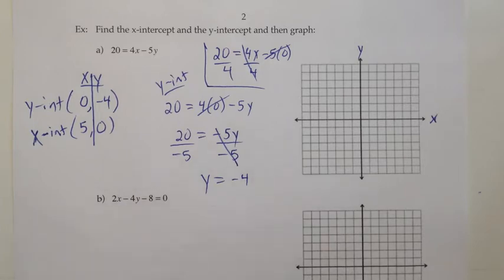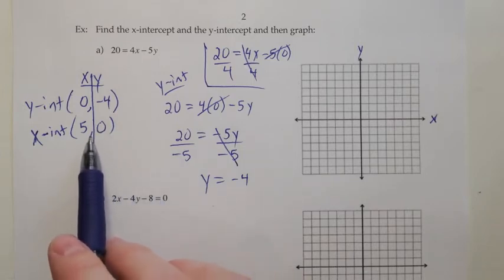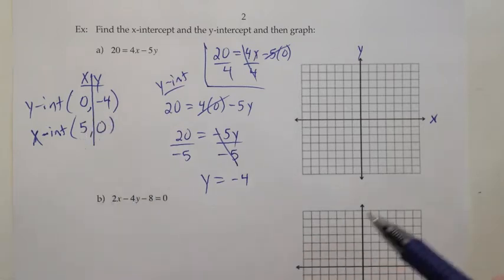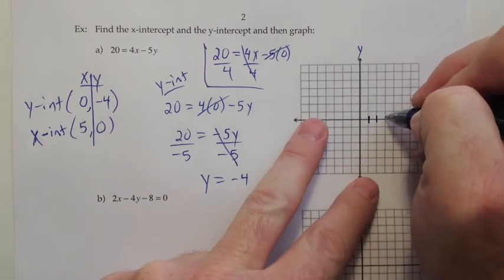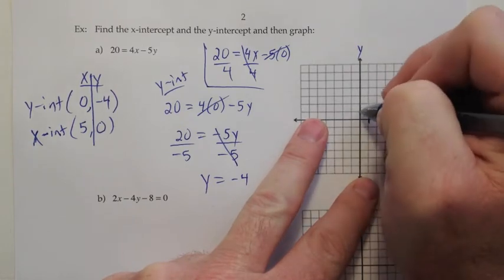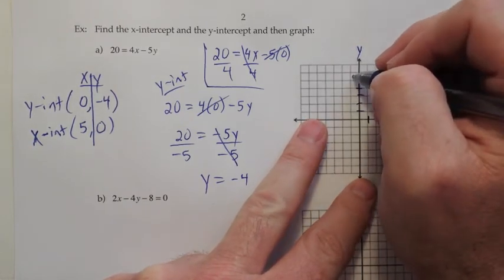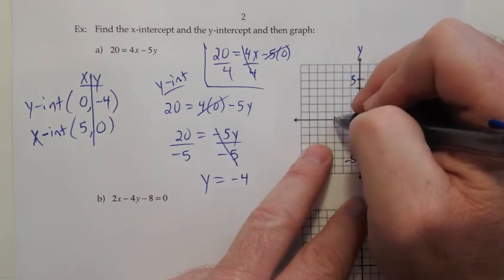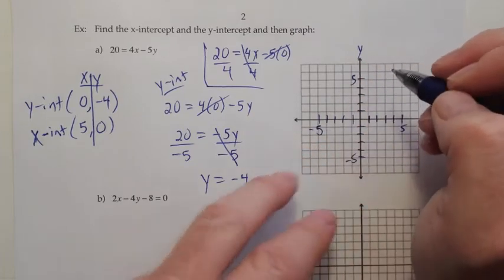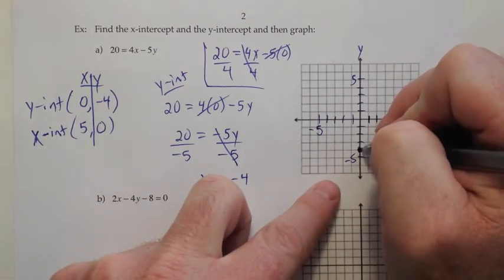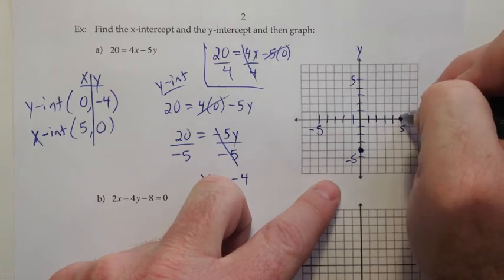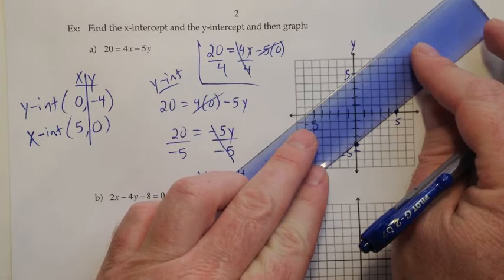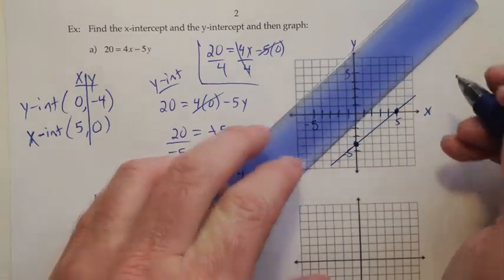Now as far as the graphing goes, I would look at all of my numbers over here to see if I had any big numbers that needed a scale of 2s, 5s, 10s, something like that. But the biggest number is 5, so I can just use the standard scale all through here of 1s. So I'll just label that out real quick. Pop my points, connect them with a line, and we'll be done. So over 0, down 4, over 5, up 0. Grab the ruler, line it up, draw on the line.